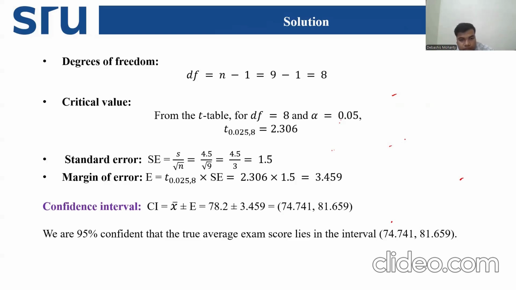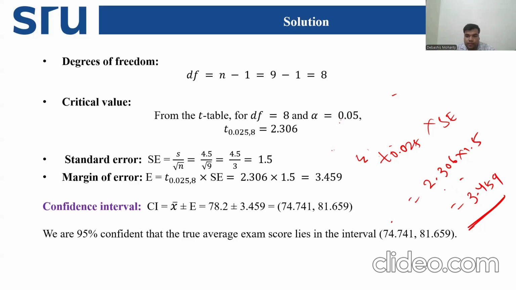So here, this t value I got: t at 0.025 multiplied by the standard error, that is 2.306 multiplied by 1.5, that is 2.459. Right. This is the margin of error. The margin of error we got is 3.45.